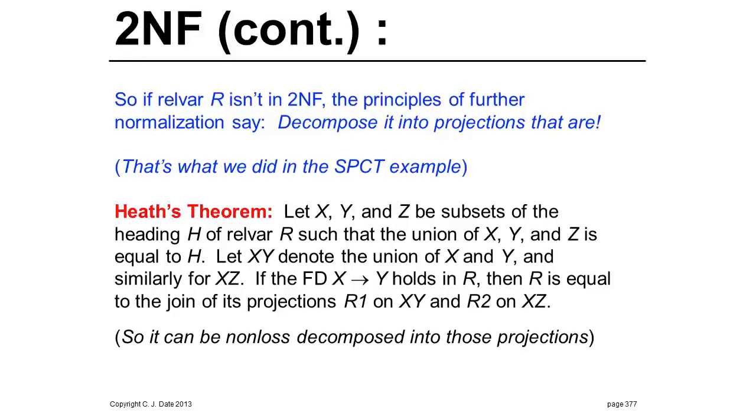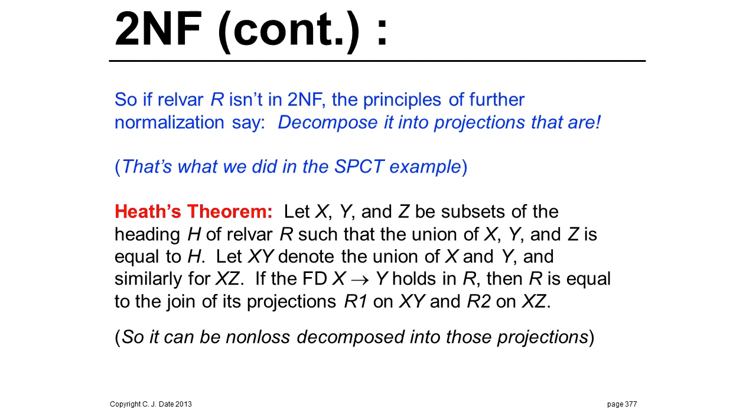So if rel-var R is not in 2NF, the principles of further normalization say decompose it into projections that are in 2NF. That's exactly what I did in my example before. It turns out the two projections were both in 2NF. As a matter of fact, they're both in Boyce-Codd normal form. The theorem that helps is called Heath's theorem. Ian Heath came up with this back in 1971.